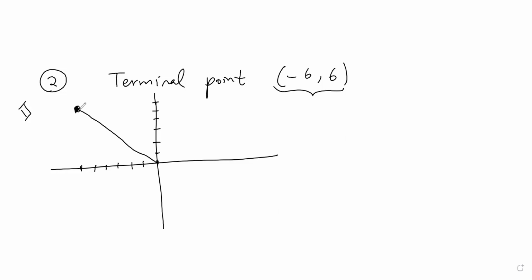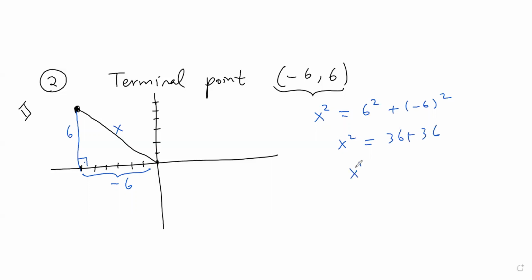So then make a triangle here, form a right triangle here. So this side is positive 6, and this side here is negative 6. And then we'll just call this x. So we'll try to find x using the Pythagorean theorem. So that is x squared equals 6 squared plus negative 6 squared. X squared equals 36 plus 36. X squared equals 72. And then take the square root of both sides. So x equals 6 root 2. So this is 6 root 2.